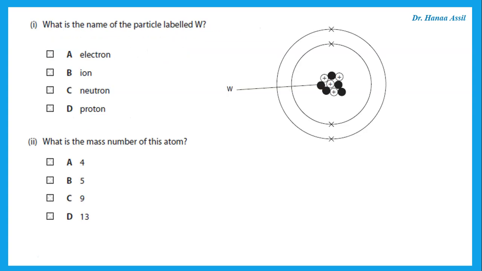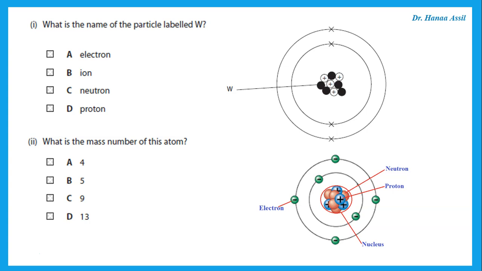What is the name of the particle labeled W? What is W? We said in the nucleus, we have something positive. The ones that are positive are the protons. The one that doesn't have a charge, that is the neutron. What is the mass number of this atom? How do we calculate mass number? We add up all the particles in the nucleus. So you add up all the protons plus the neutrons. These are 9 in the nucleus.